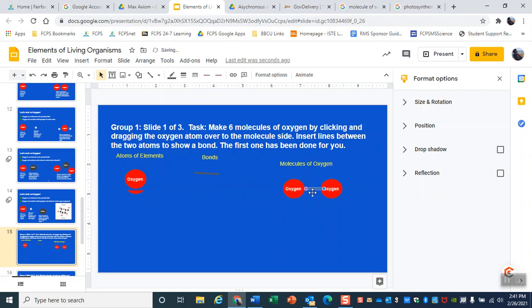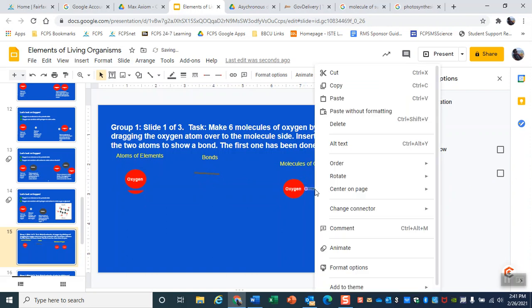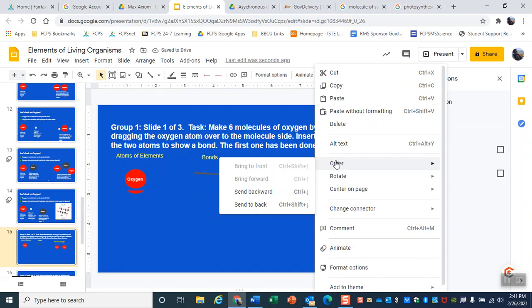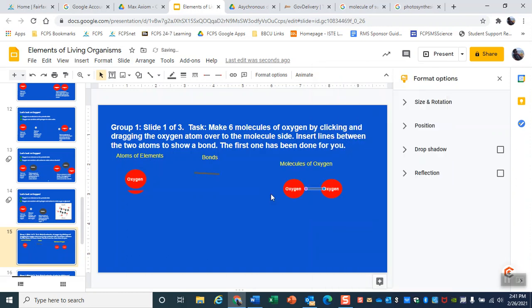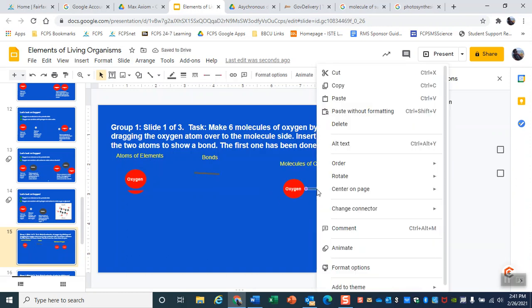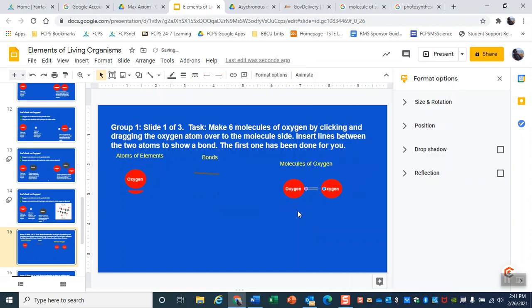You can also click on it and then right click, choose order, and send it backward, and it'll put it behind the different shapes. All right, so here we have an oxygen molecule. You have 2 oxygen atoms bonded together, and you can show that with the line. So you'll notice that this is slide 1 of 3.